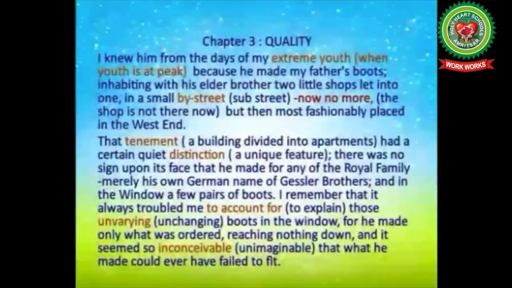Now let us start the reading of the chapter Quality, children. I knew him from the days of my extreme youth because he made my father's boots. Who do you think is I here, children? I is the narrator. As we had already done in narrative methodology, this chapter is in first person pronoun. Him. Who can be him? Him is the person who made his father's boots. So I know him from the days of my extreme youth. What is the meaning of extreme youth, children? It means when youth is at peak.